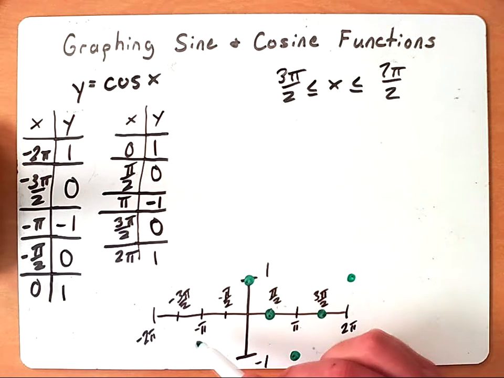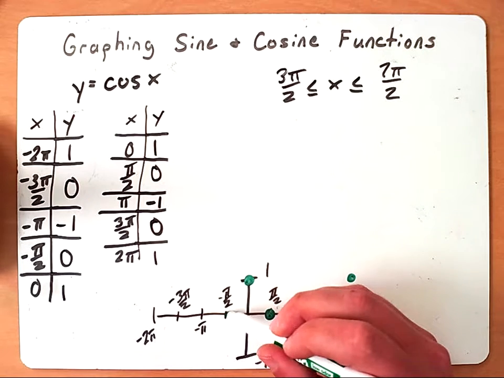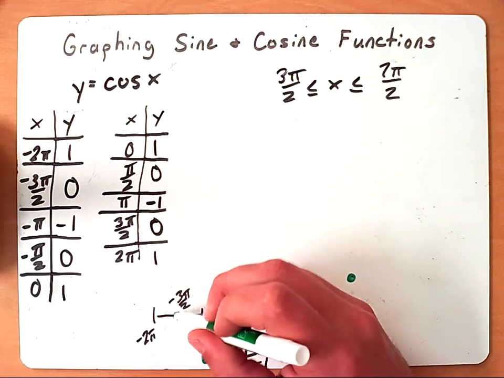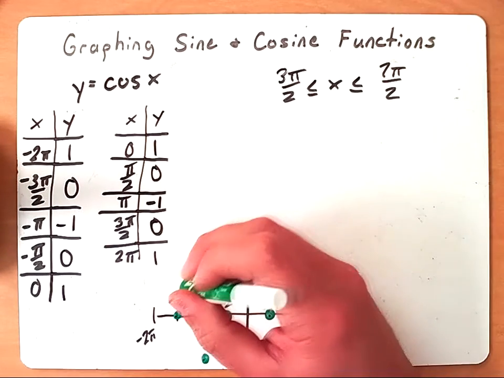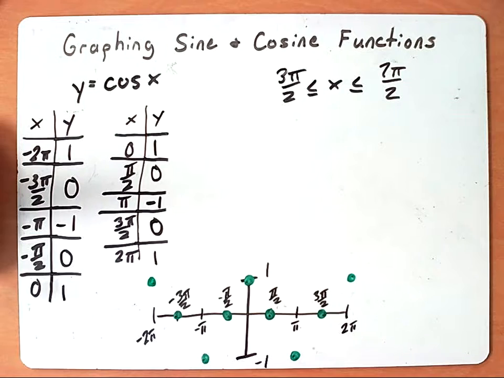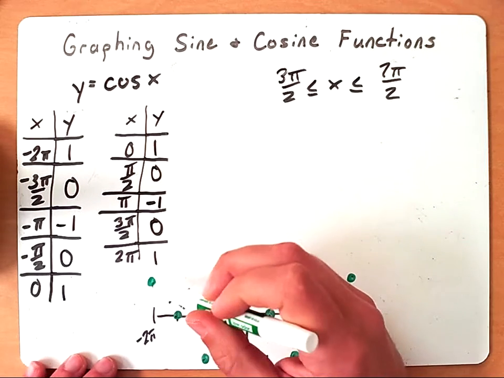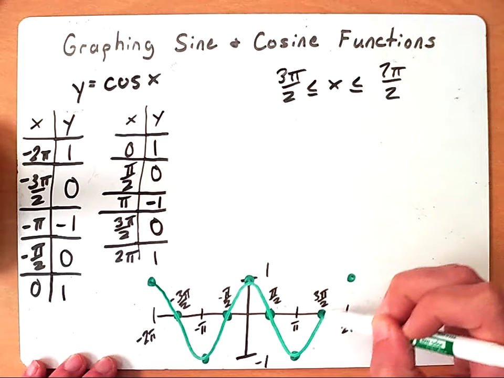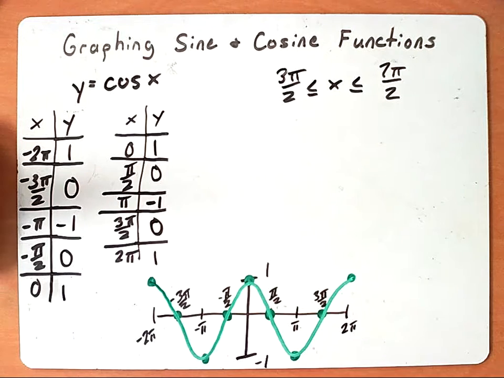If I start and I move backwards, at negative pi over 2, I'm at 0. At negative pi, I'm at negative 1. At negative 3 pi over 2, I'm at 0. And then at negative 2 pi, I am at 1. All right, so again, these are going to be some curved lines. We're not drawing straight lines between points. So if I graph my cosine function from negative 2 pi to positive 2 pi, it's going to resemble a W. A lot of people find graphing this much easier than the sine because this is more of a mirror image, so it's typically easier for students to grasp.